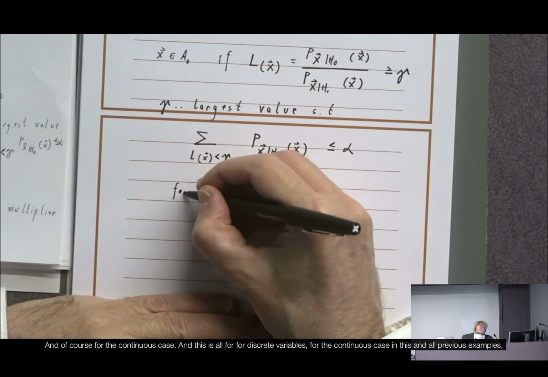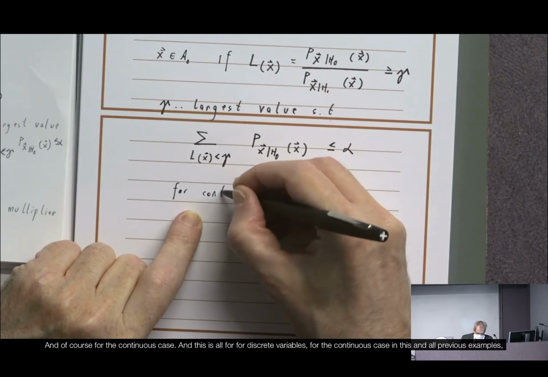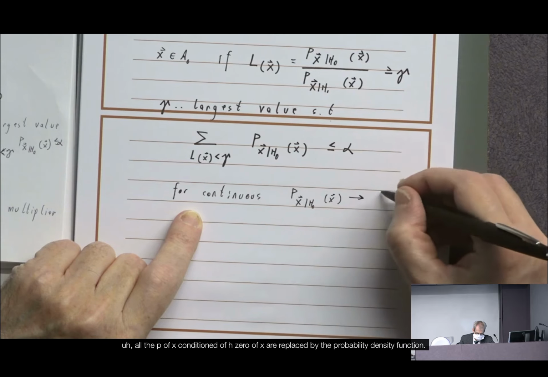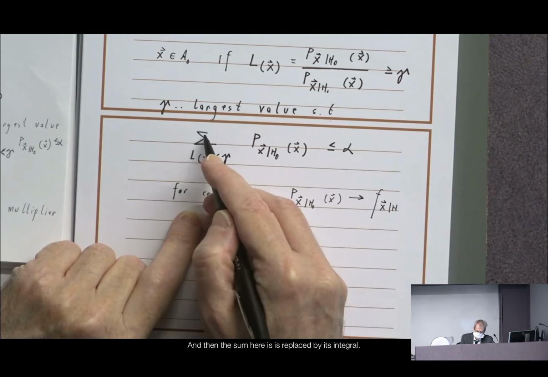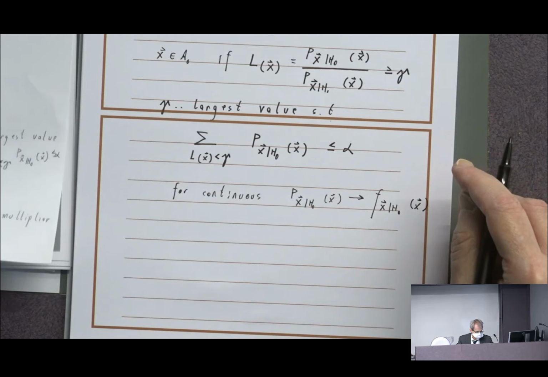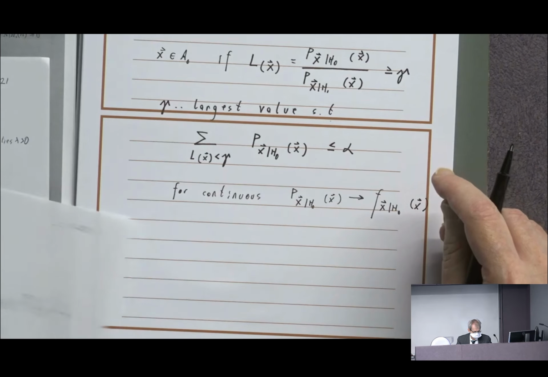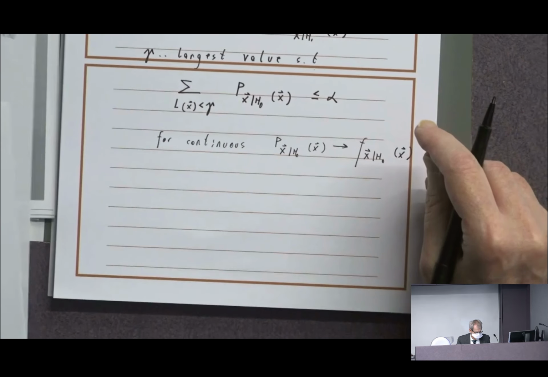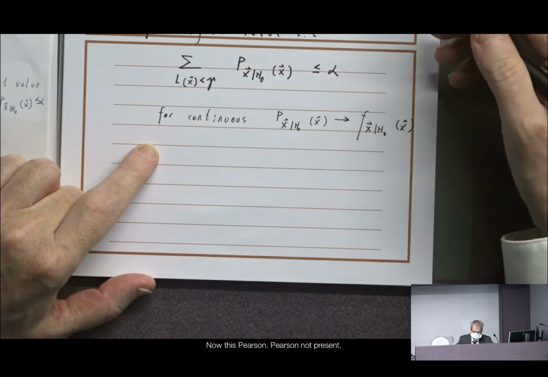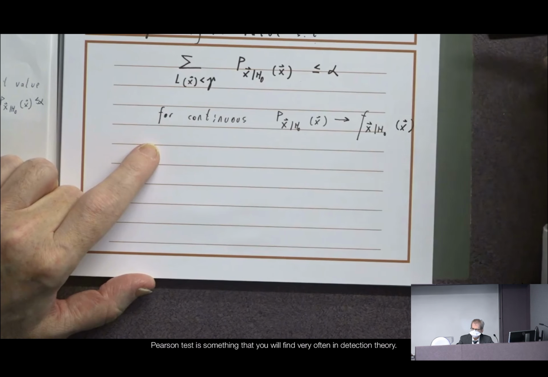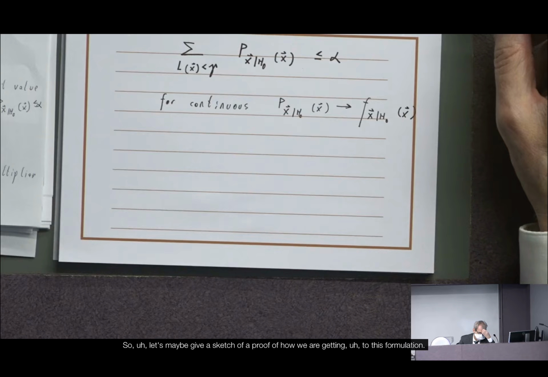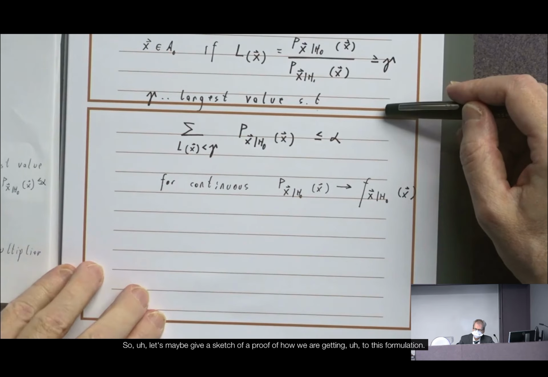And of course, for the continuous case, and this is all for discrete variables, for the continuous case, in this and all previous examples, all the p of x conditioned on h0 of x are replaced by the probability density function. And then the sum here is replaced by its integral. Now this Pearson test is something that you will find very often in detection theory. So let's maybe give a sketch of a proof of how we are getting to this formulation.